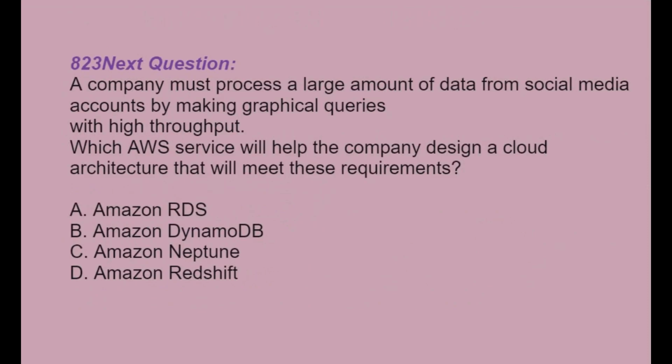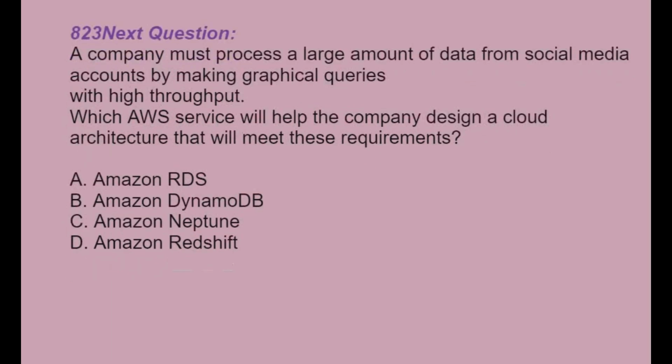Question is, a company must process a large amount of data from social media accounts by making graphical queries with high throughput. Which AWS service will help the company design a cloud architecture that will meet these requirements? Option A, Amazon RDS. Option B, Amazon DynamoDB. Option C, Amazon Neptune. Option D, Amazon Redshift. Correct answer is option C.